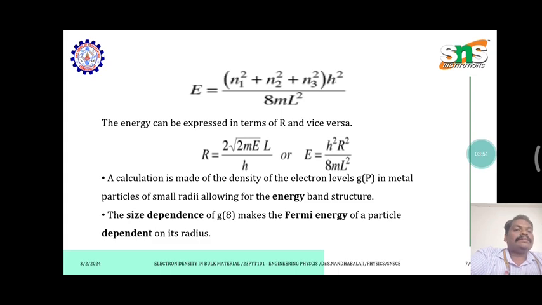A calculation is made of the density of the electron levels in metal particles of small radii, allowing for the energy band structure. The size dependence makes the Fermi energy of a particle depend on its radius.